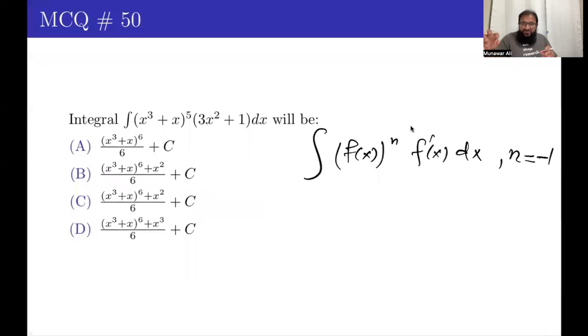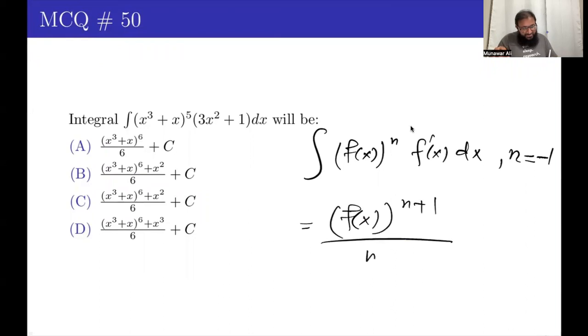and there's the derivative of the function, when you integrate, you just add 1 to the power and divide by the power plus 1. Now you can see this is the function f of x. Is this its derivative? The answer is yes. The derivative of x cube is 3x squared, the derivative of x is 1. We are good to go. Add 1 to the power, divide by the power. So we are done. The correct option is A.